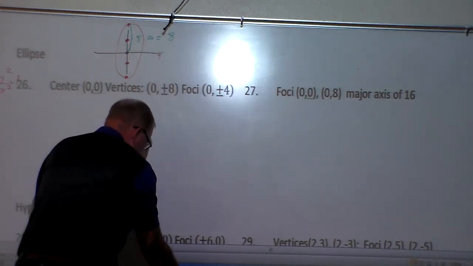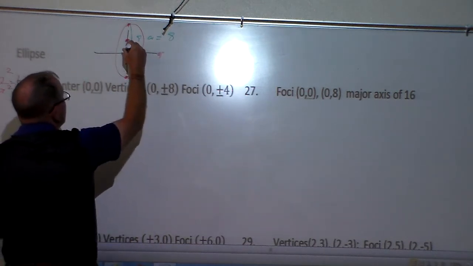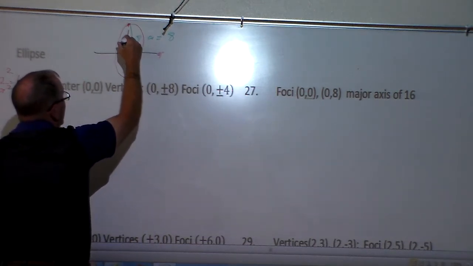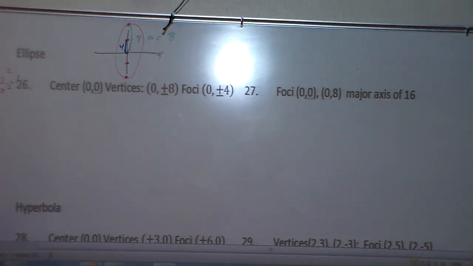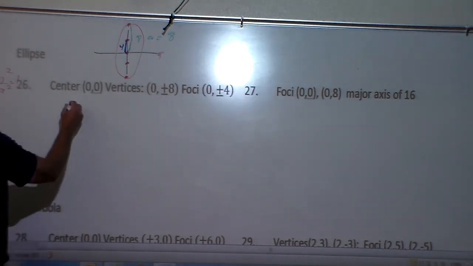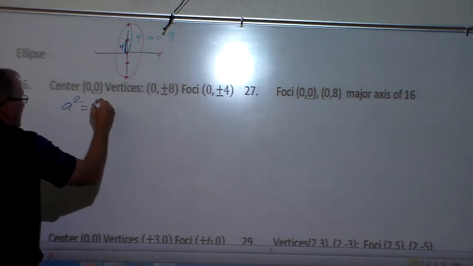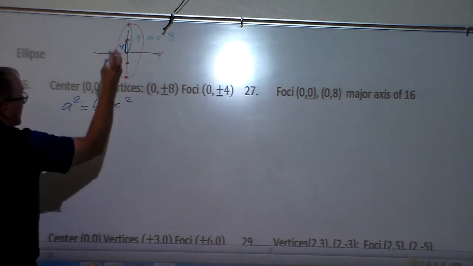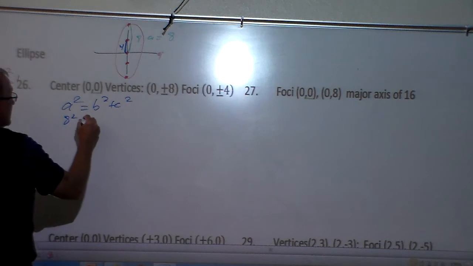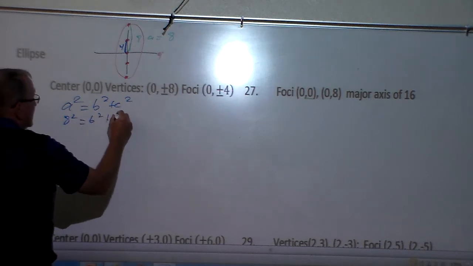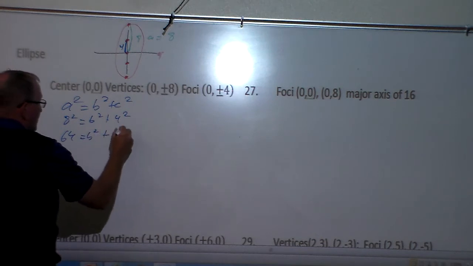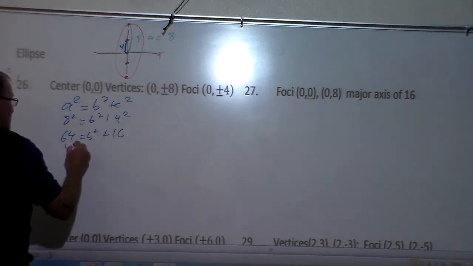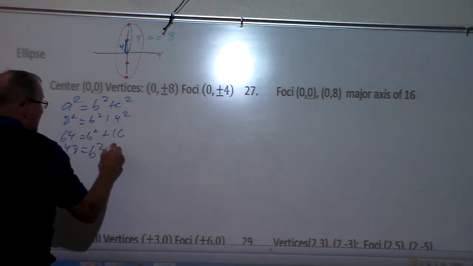C is the distance from our center to our foci. From there to there, it's 4. On an ellipse, A is always the largest. I know that A squared is equal to B squared plus C squared. So 8 squared equals B squared plus 4 squared. So 64 equals B squared plus 16. Minus 16 from each side, 48 is equal to B squared.